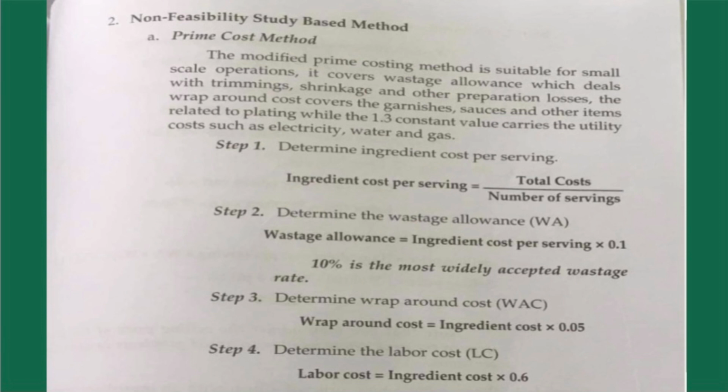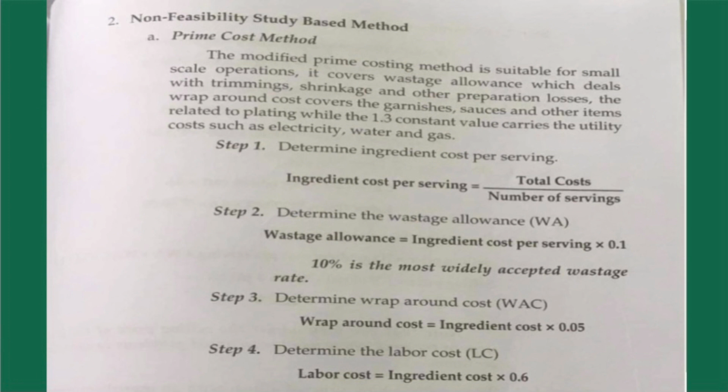Next, non-feasibility study-based method. So, first, the modified prime cost method. The modified prime cost method is suitable for small-scale operations. It covers wastage allowance, which deals with trimming, shrinkage, and other preparation losses. The wrap-around cost covers the garnishes, sauces, and other items related to plating, while the 1.3 constant value carries the utility costs such as electricity, water, and gas.